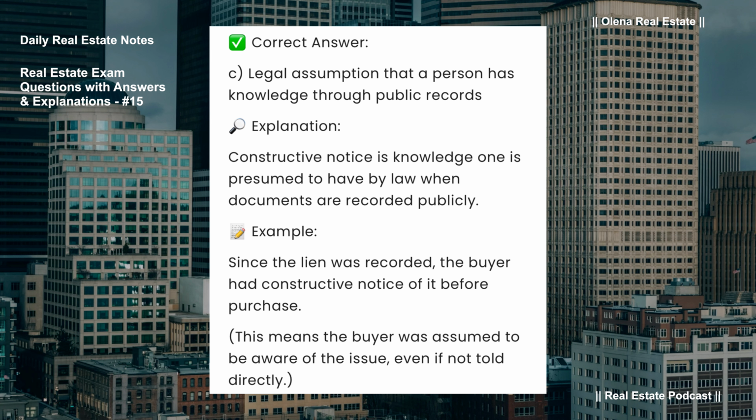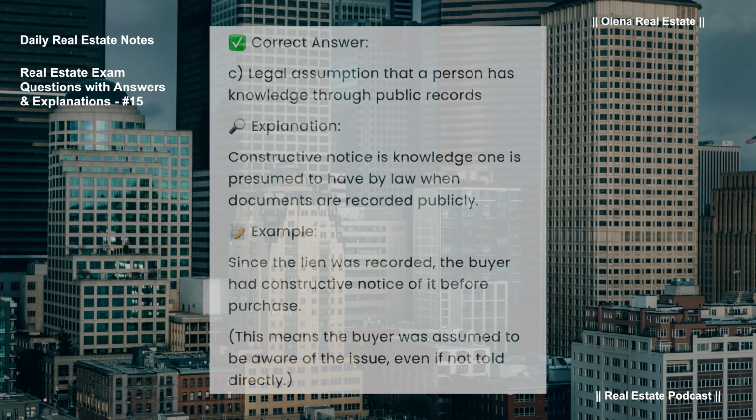Constructive notice is knowledge one is presumed to have by law when documents are recorded publicly. For example, since the lien was recorded, the buyer had constructive notice of it before purchase. This means the buyer was assumed to be aware of the issue, even if not told directly.